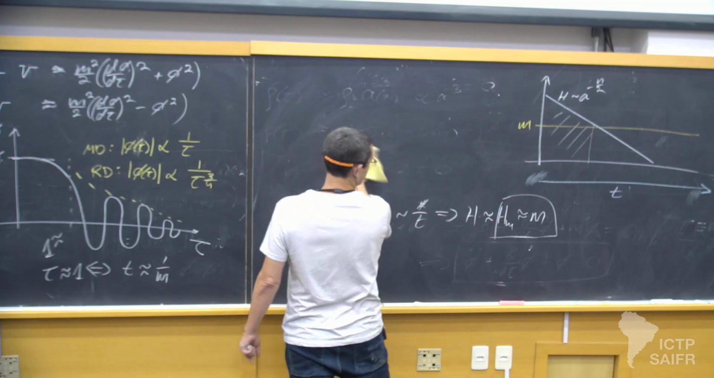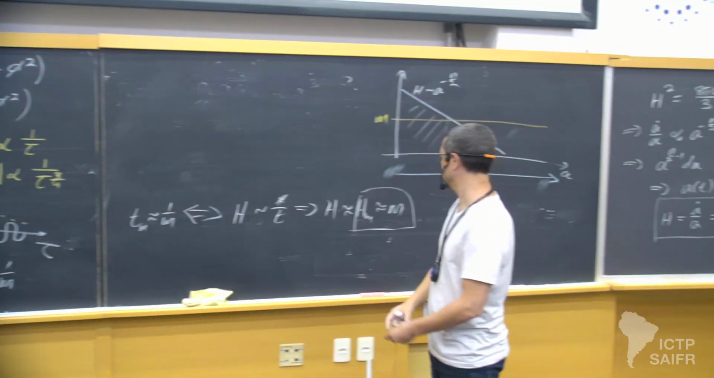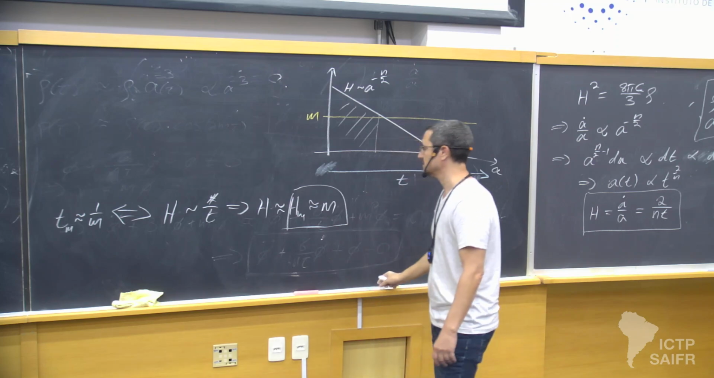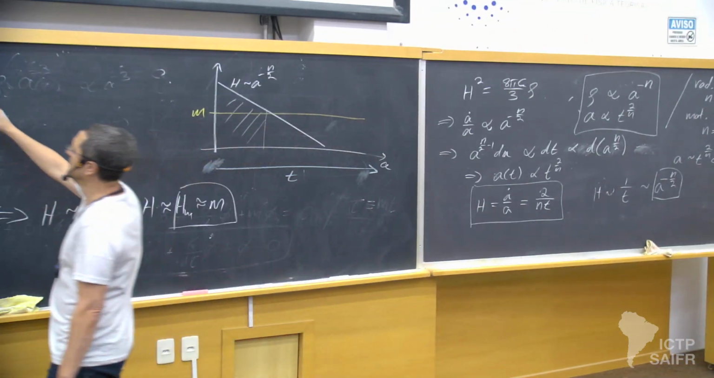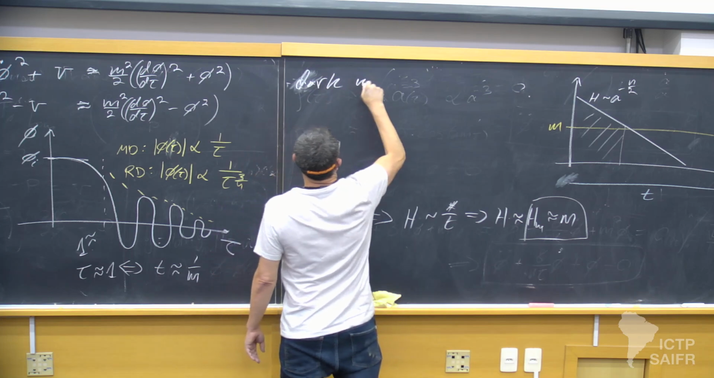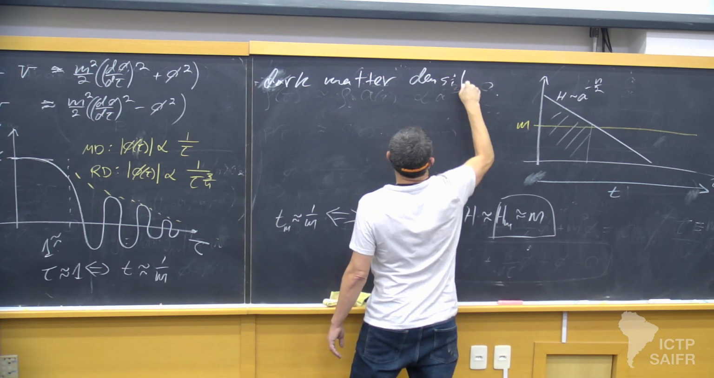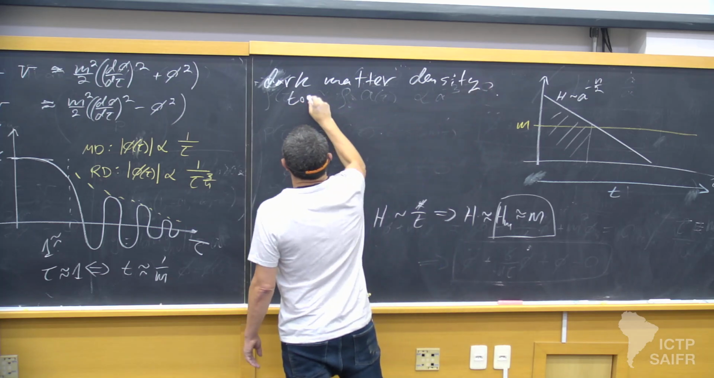Okay, axions will be Q&A. This example is simpler than the QCD axion for a certain reason. So what will be the dark matter density today?